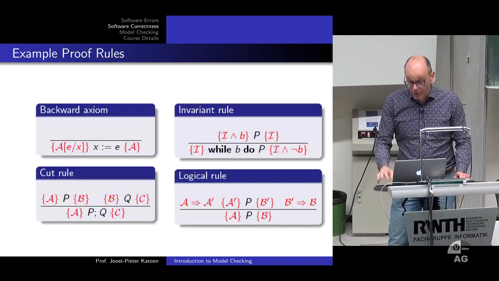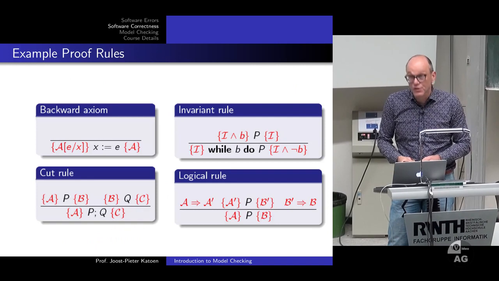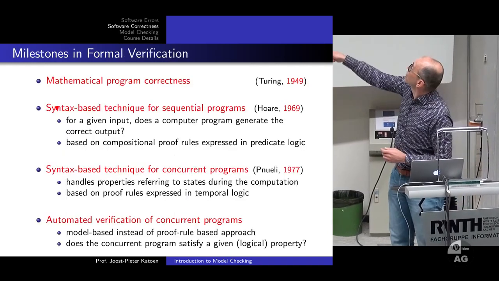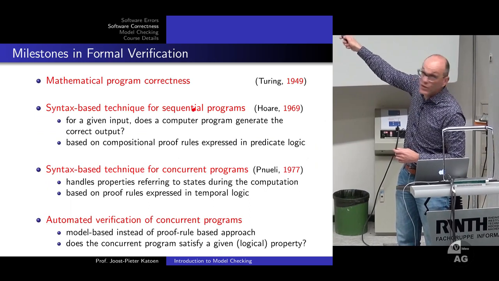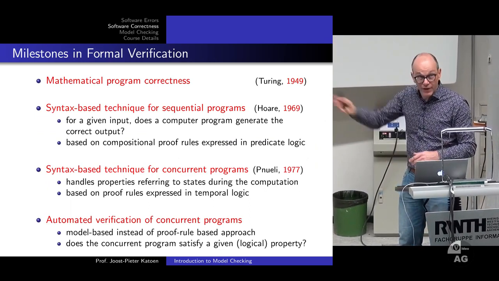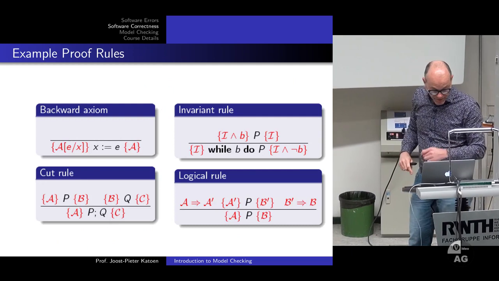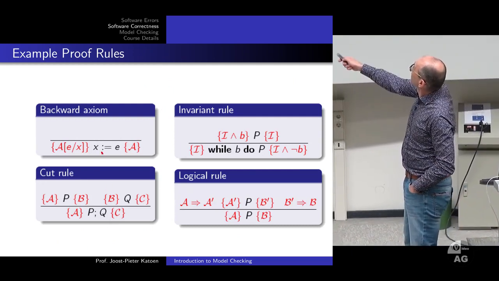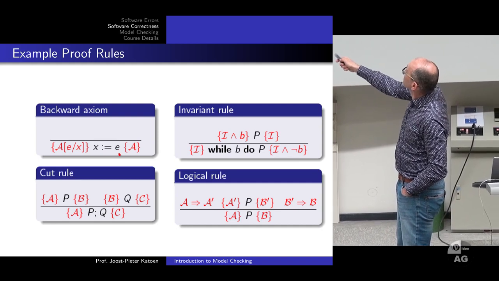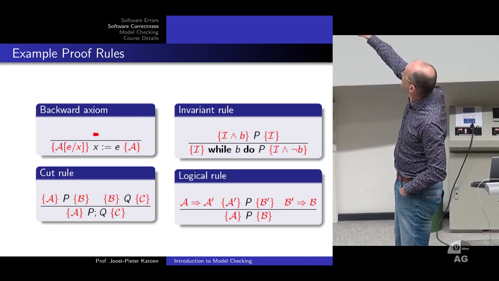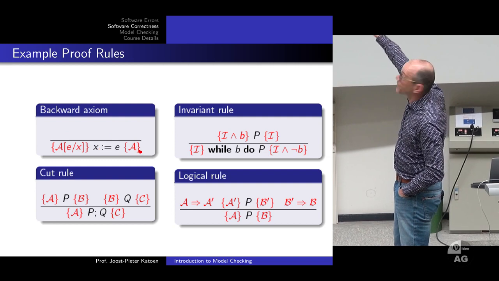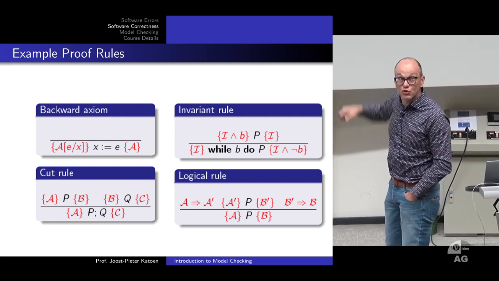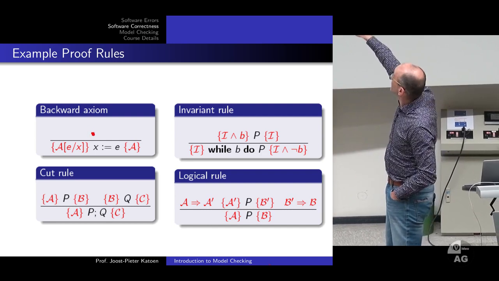So here are some slides, here's one example of the rules. This is the Hoare approach, the syntax-based technique for sequential programs, later extended by Pnueli. And what you see here is, for instance, what can you say about an assignment? The way to read this is that if the top is true, you can conclude what is written down below the line. If there is nothing, it simply means true. So the premise here is true.